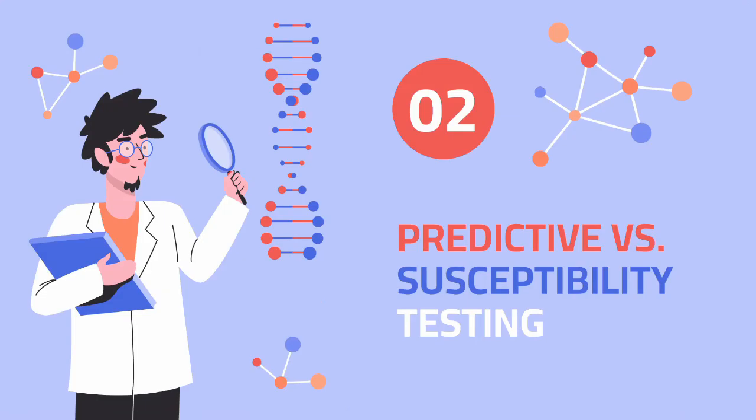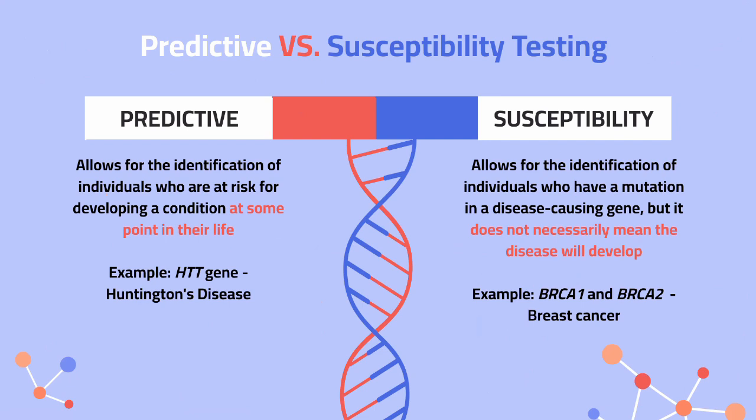So let's talk more about predictive and susceptibility testing. Predictive testing identifies individuals who are at risk for developing a condition at some point in their life. Testing for Huntington's disease is an example of predictive testing. Individuals with mutations in the HTT gene will develop Huntington's disease, which is a severe and progressive brain disorder. The test, however, cannot tell us the exact age at which an individual will start to experience symptoms.